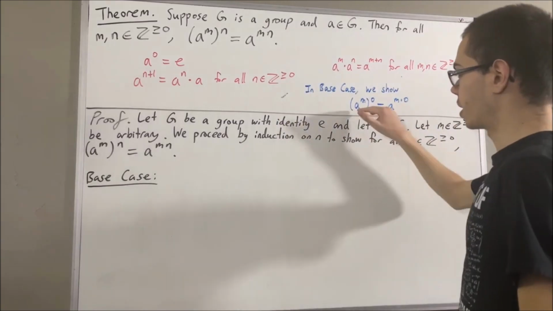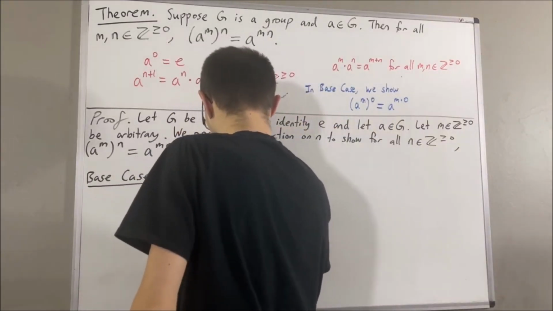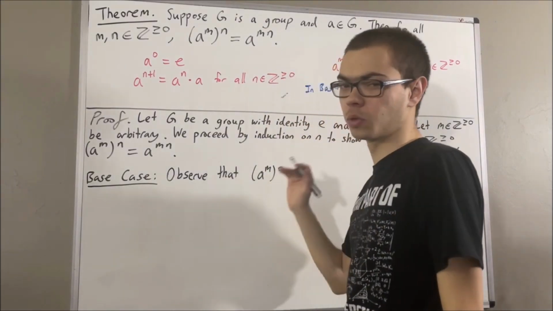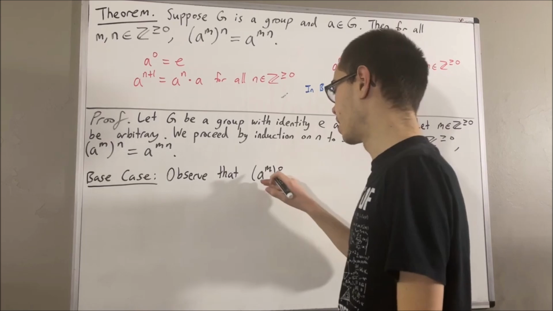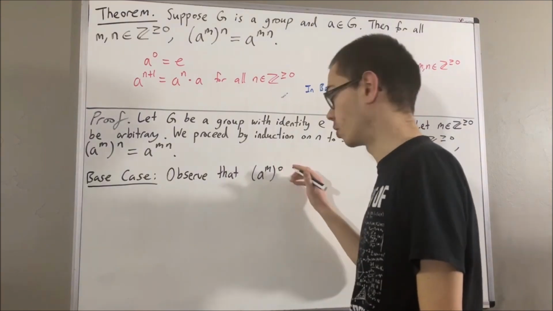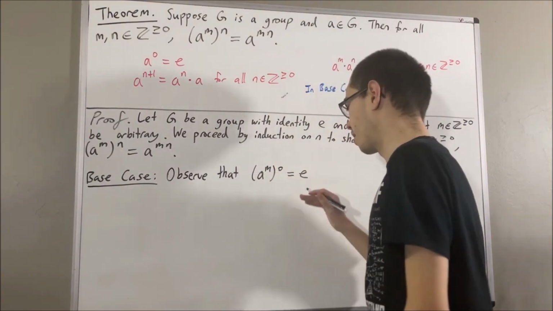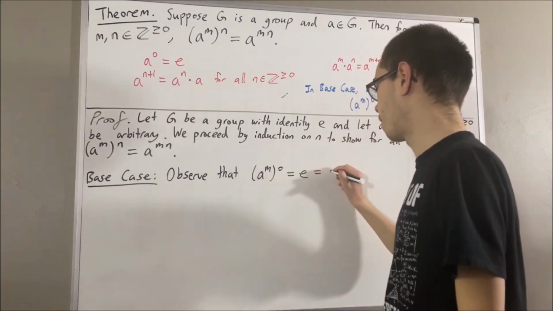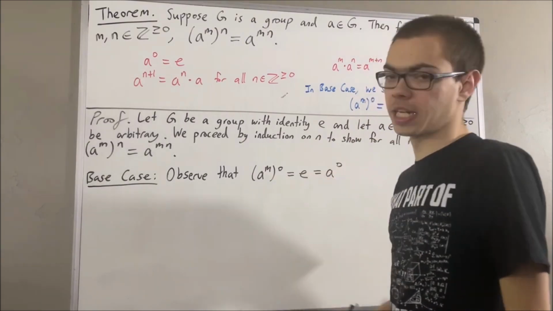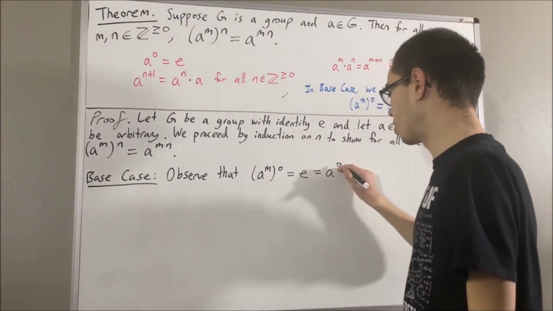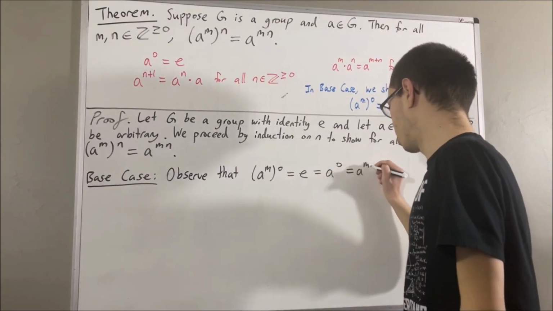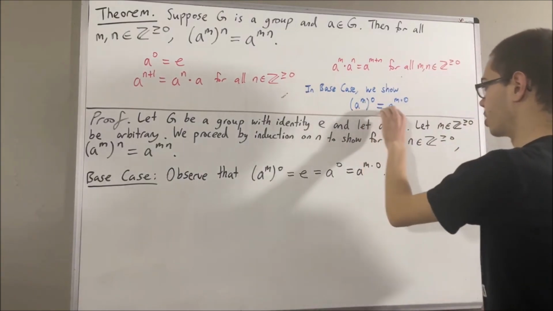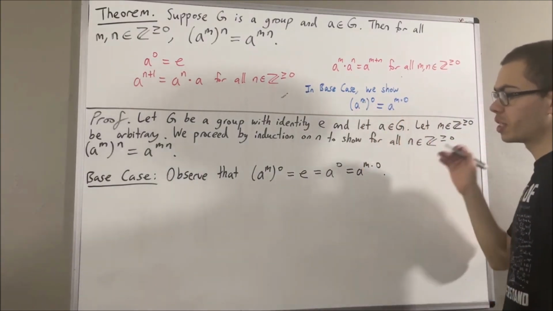So let's start out by writing the left-hand side. Now, we know that any element of a group to the power of 0 is equal to the identity element. So in this case, a to the power of m to the power of 0 is equal to the identity element. But again, any element of a group to the power of 0 is equal to the identity. So we also have a to the 0 equal to the identity. But of course, 0 is equal to m times 0. So we're done. Through this chain of equalities, we have shown that these two are equal. So this completes the base case.